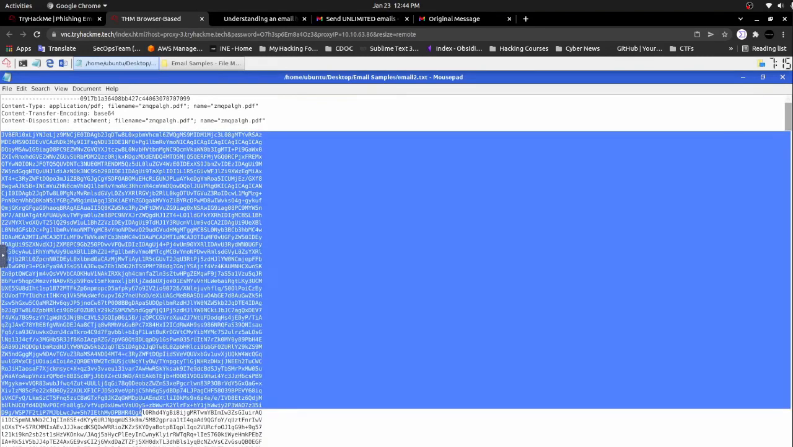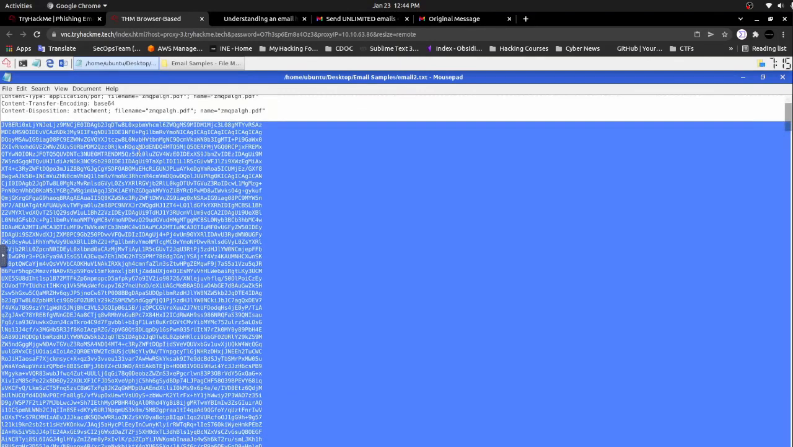And in the above screenshots, what is the name of the PDF attachment? So let's see what is the name. So here you can see the PDF name, payment hyphen update.